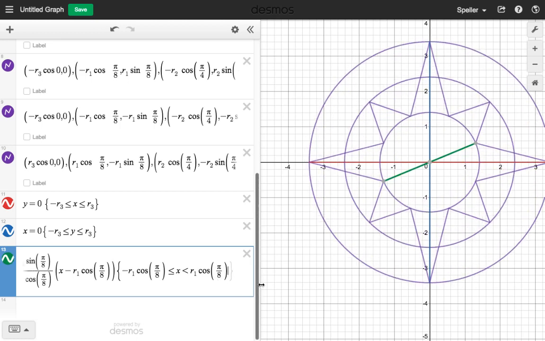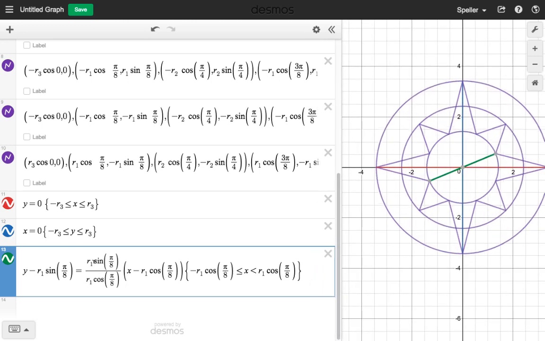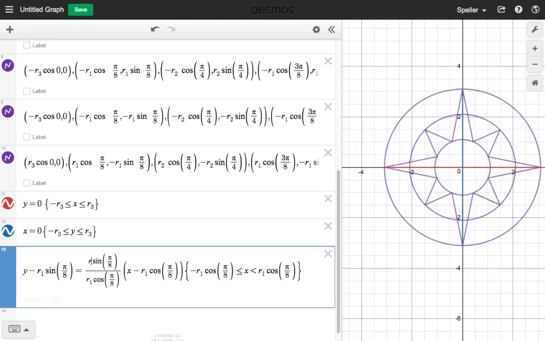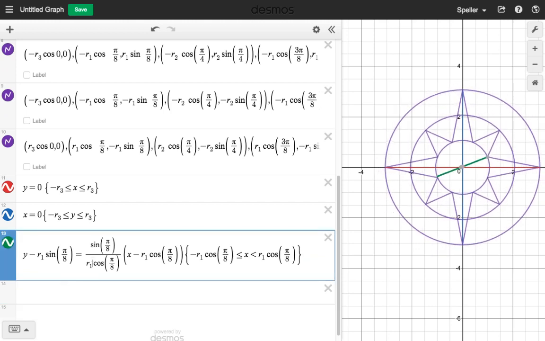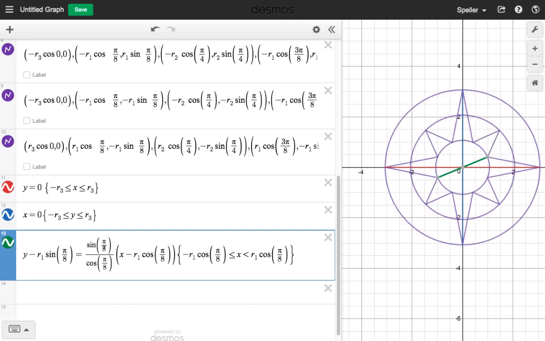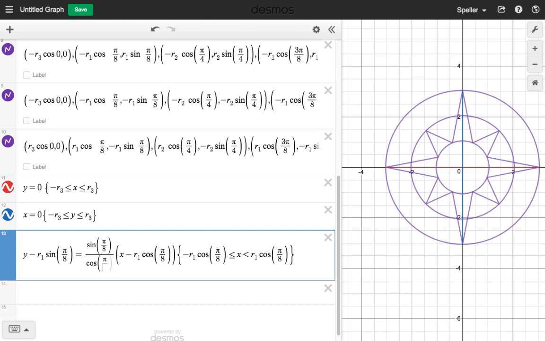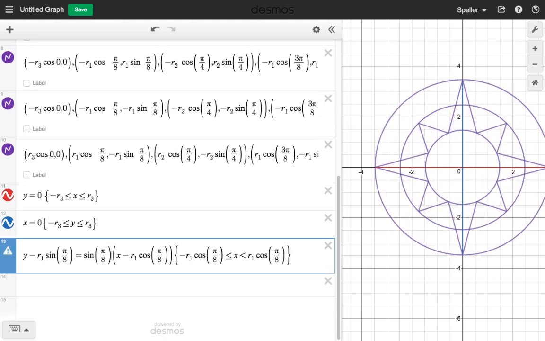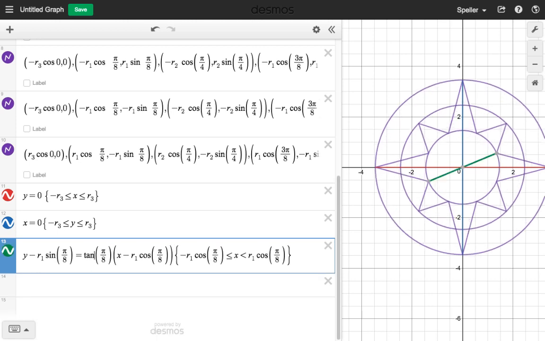But we can actually make this equation a little bit simpler. Here we have R sub 1 in the numerator and denominator, so those cancel, and I can remove them. Then we have a sine and cosine of the same angle. Sine over cosine is tangent, so I can change this whole thing to just tangent pi over 8. Let's change the sine here to a tan.